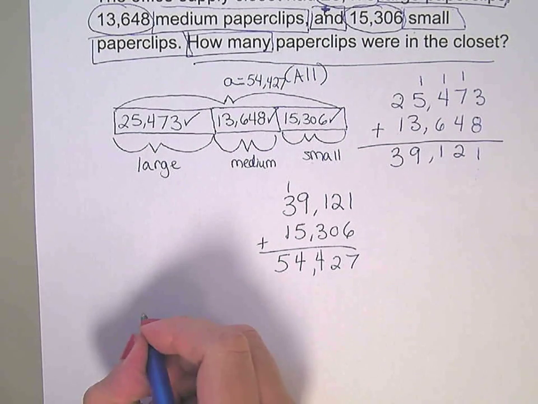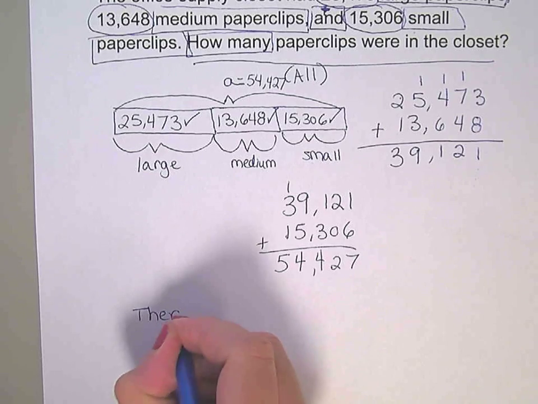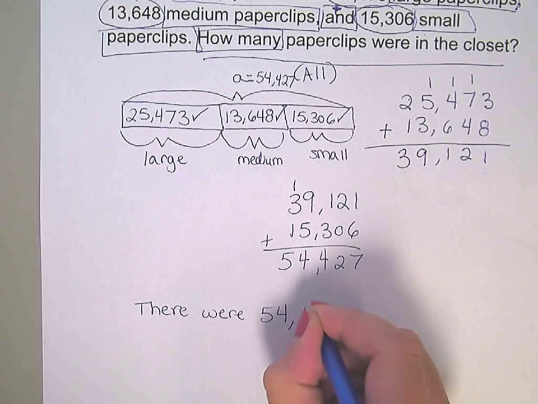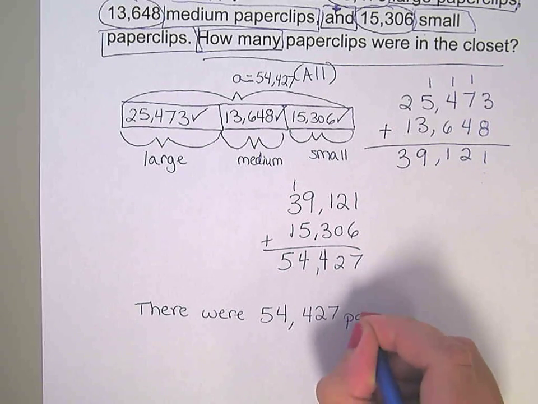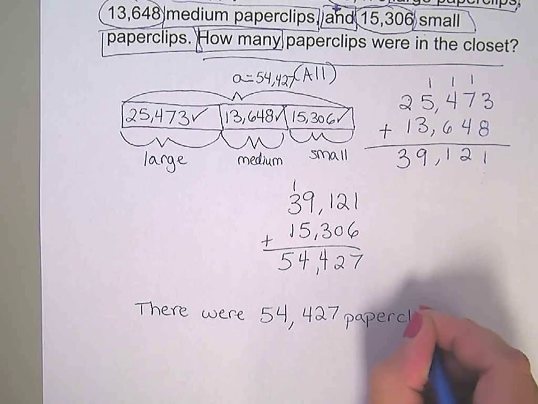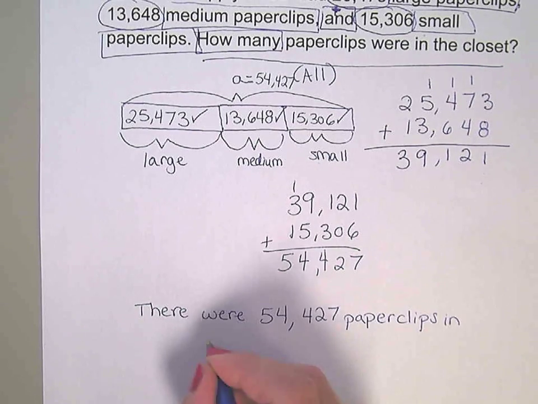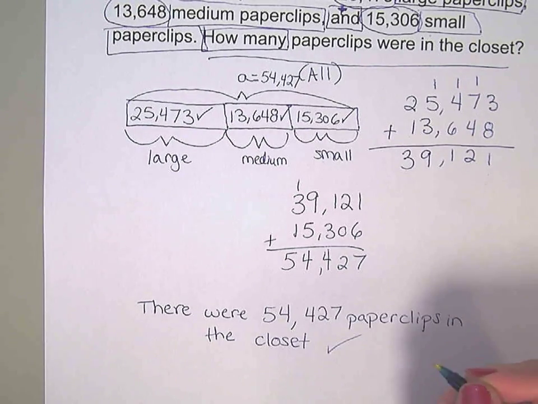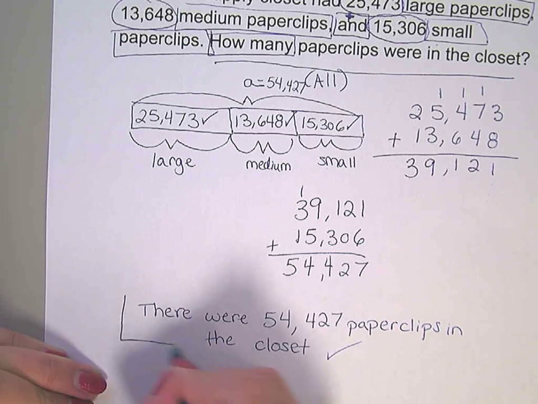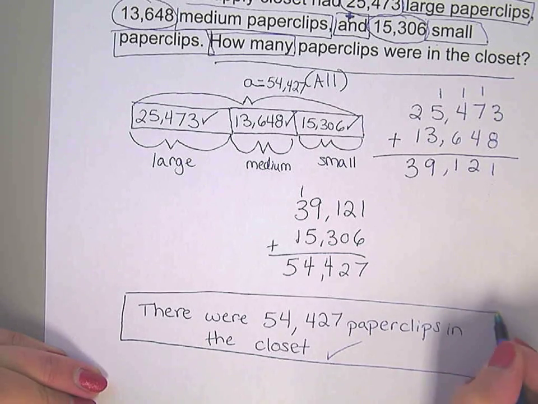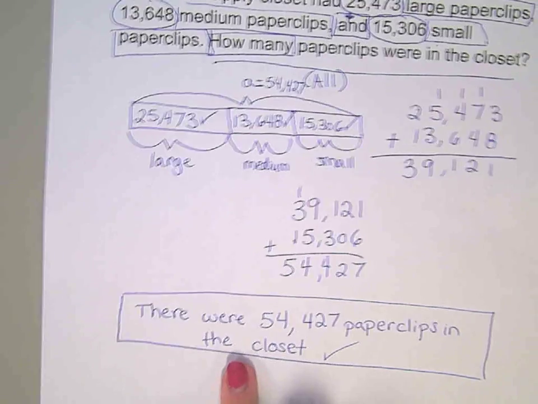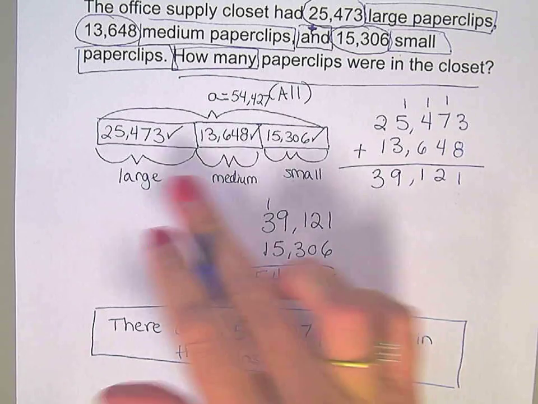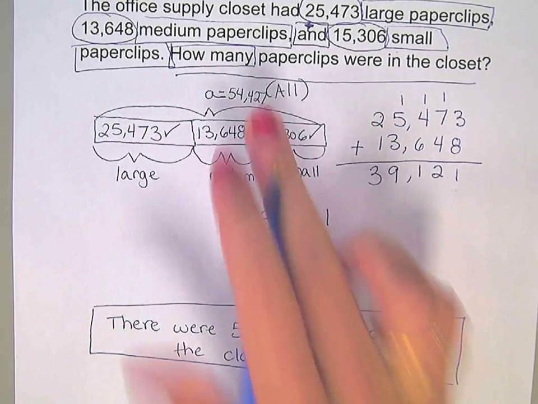So I can say, there were 54,427 paper clips, don't forget your units, in the closet. Boom, done. Alright, I can box that in. Alright, so that is my final answer. So that's how to use my addition algorithm with my tape diagram to figure out my total parts in order to find my whole. So that's my first problem.